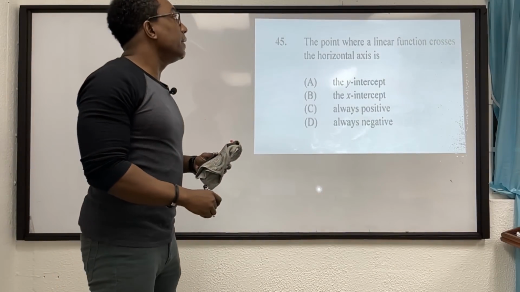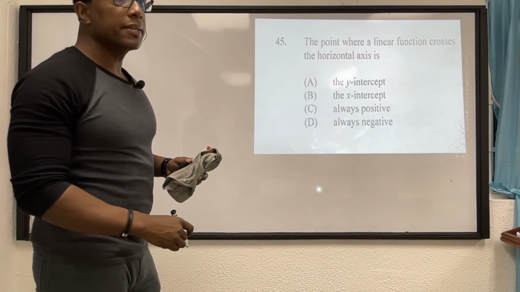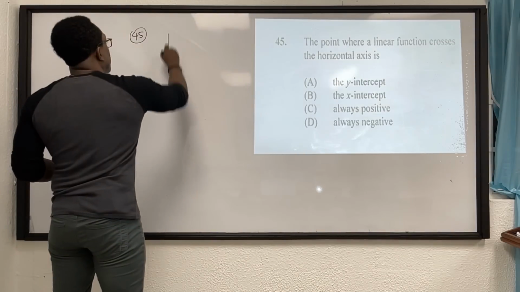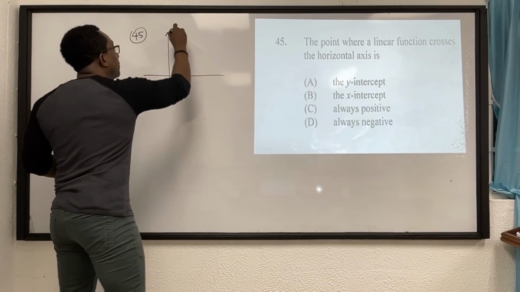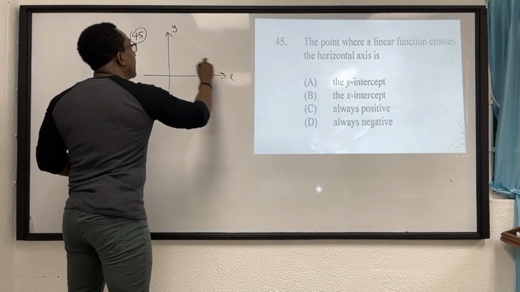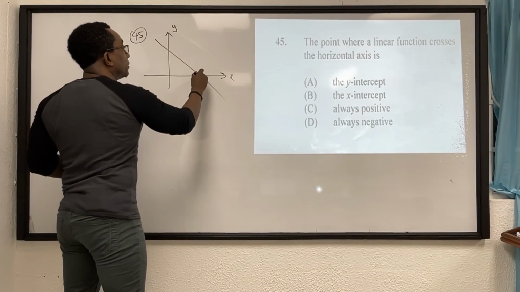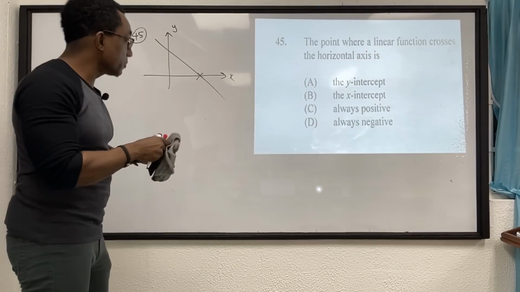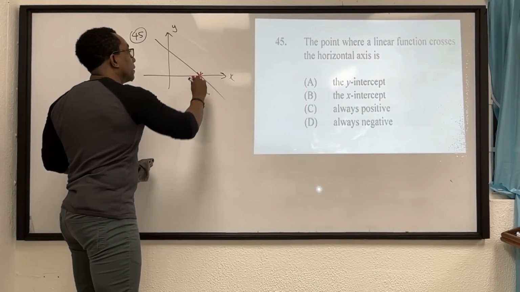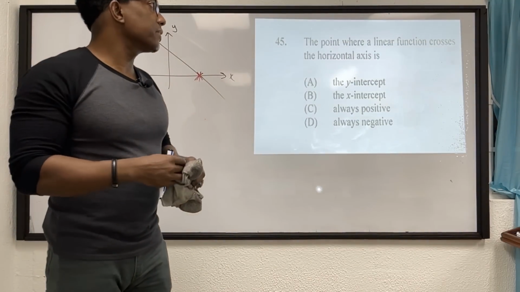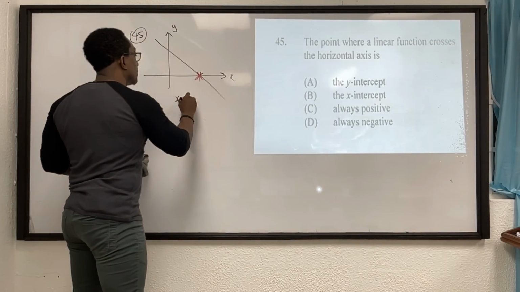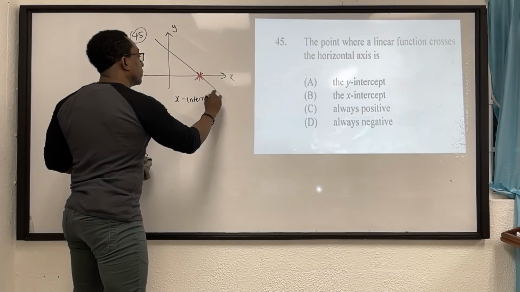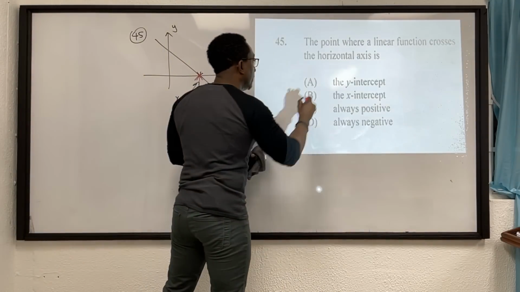The point where a linear function crosses the x-axis is, so if I have a linear function, which means a line that is sloping, this is my y-axis, x-axis, and this linear function crosses the x-axis. So let me put that in red. So where it crosses the x-axis there, it is known as the X-intercept. So this is my X-intercept, whose answer is B.